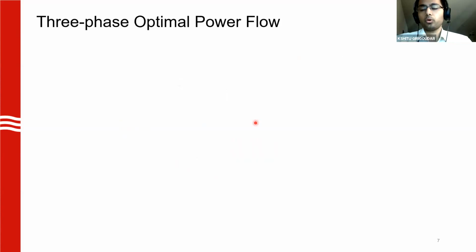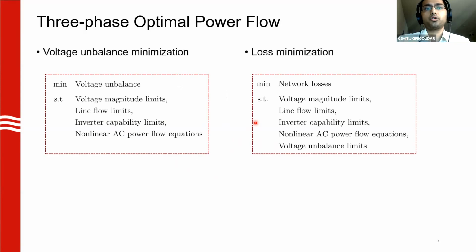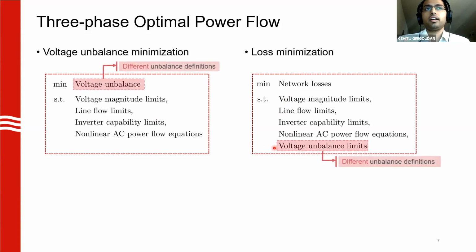So now I'll move on to the formulation that we use for this work. We basically have two main formulations. On the left here, you see that we minimize voltage unbalance subject to various operational and physical constraints. On the right, we minimize network losses subject to the same constraints, but we have an additional constraint on voltage unbalance now. It should be noted that in both these cases, we use all three definitions of voltage unbalance for the formulation.